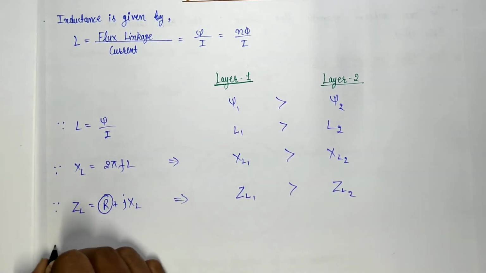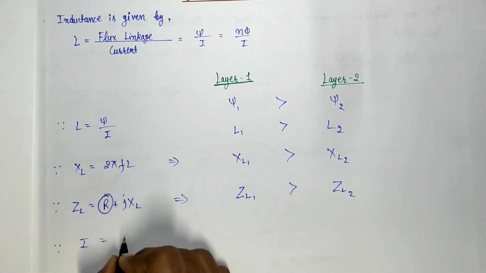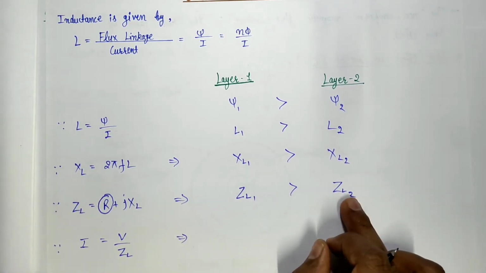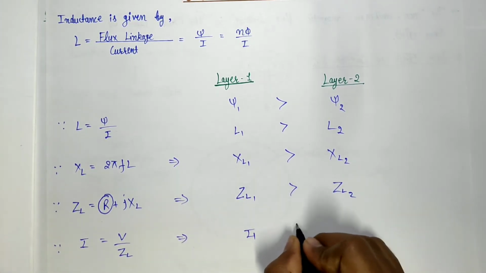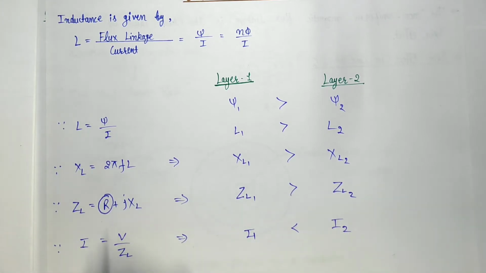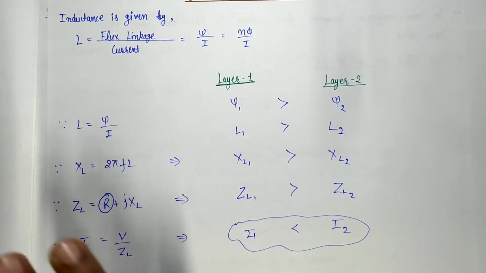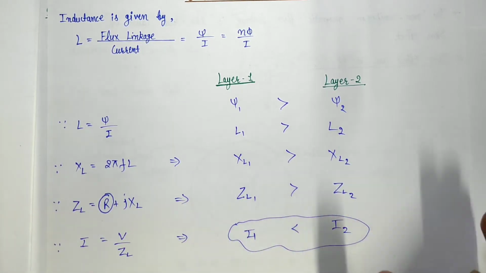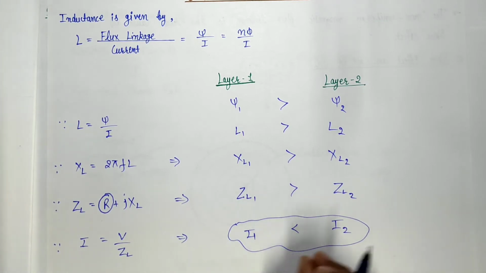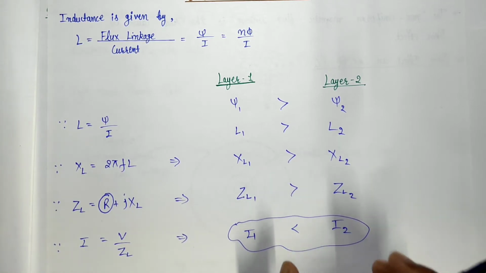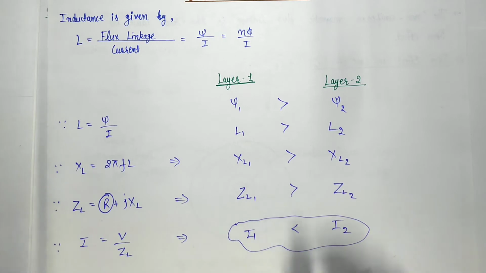Now finally we know that the current flowing through each layer can be given by V by ZL. So if ZL1 is greater than ZL2, therefore current I1 will be less than I2, because I is inversely proportional to ZL. So what this expression is telling us is that because the impedance of the central layer is greater as compared to all other layers, the current flowing through the central layer will be less than the current flowing through the outermost layer. So this expression suggests that the current is concentrating near the surface of the conductor, or the concentration of current is more near the surface of the conductor as compared to the core of the conductor.